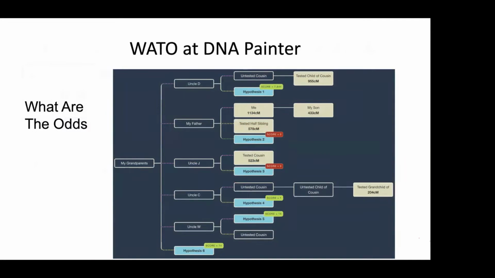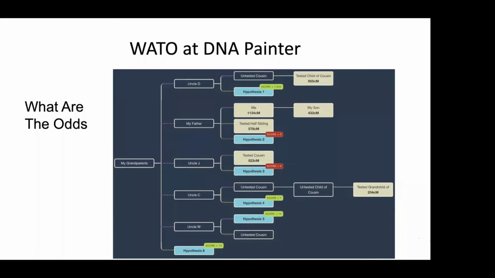Another great tool at DNA Painter is WATO, which stands for What Are the Odds? WATO is designed to help you figure out where someone called the target might fit into a known family tree by using the amount of DNA they share with other people in that tree.